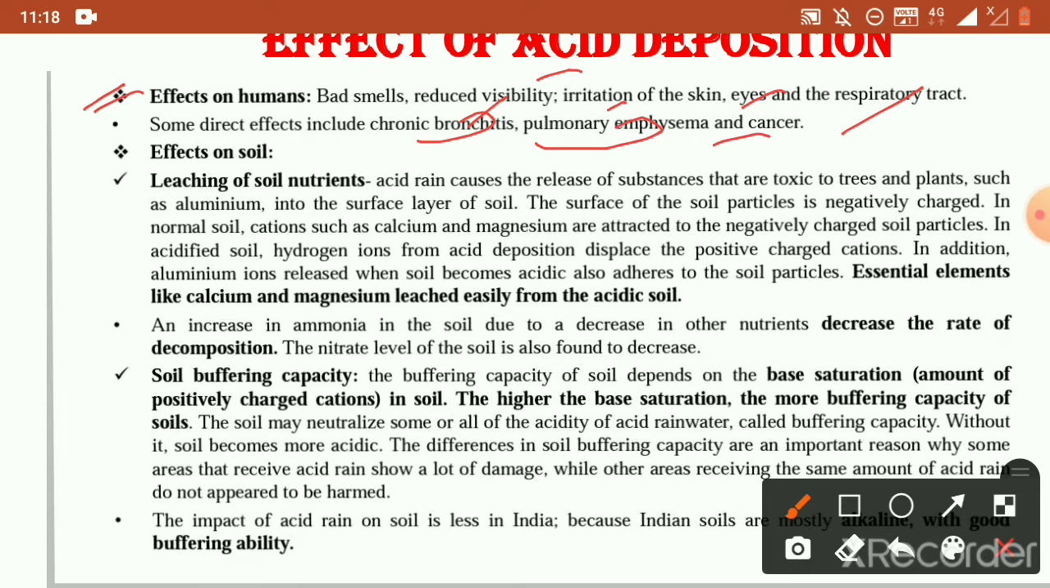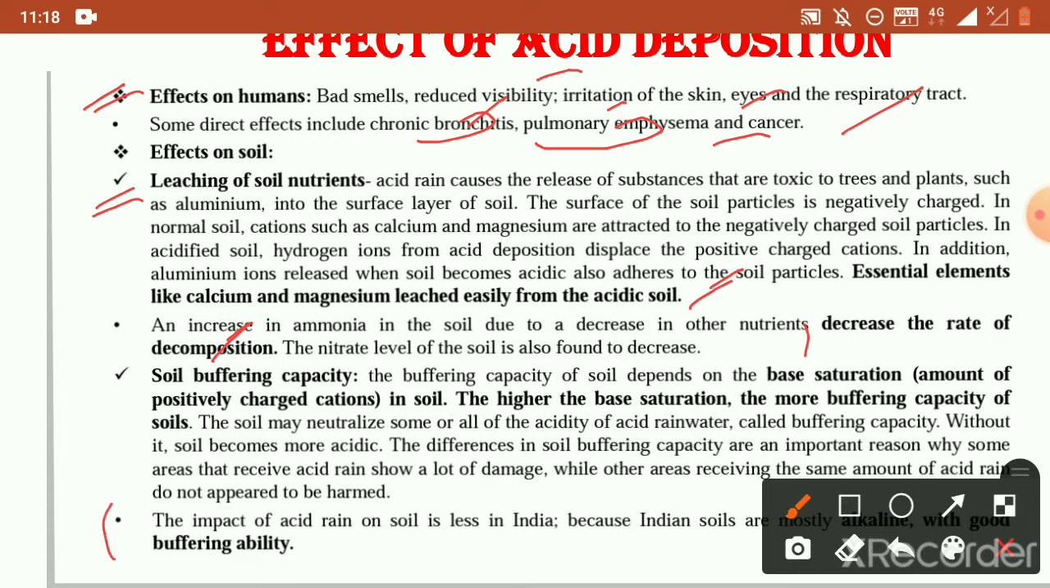Second is the effect caused on soil. In soil, it results in the leaching of soil nutrients. Essential elements like calcium and magnesium are leached easily from the acidic soil that results due to acid rain. There is also an increase in ammonia in the soil due to decrease in other nutrients, which results in the decrease of the rate of decomposition. The nitrate level of the soil is also found to be decreased.